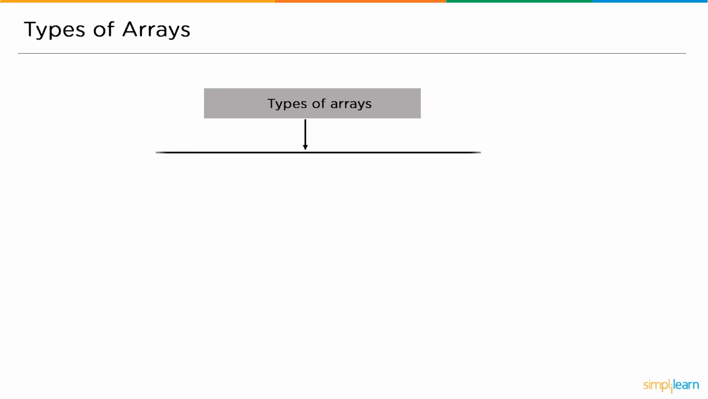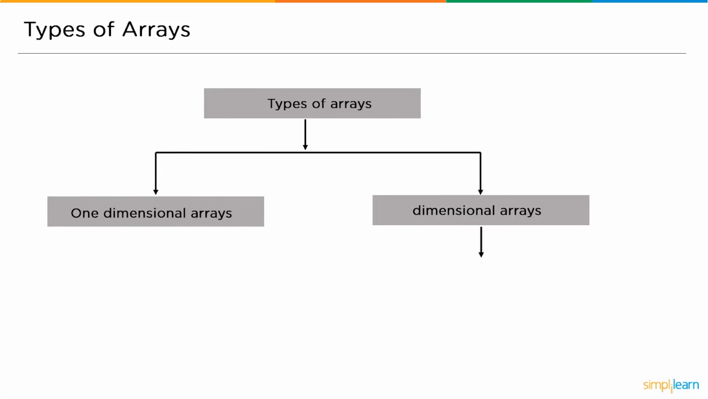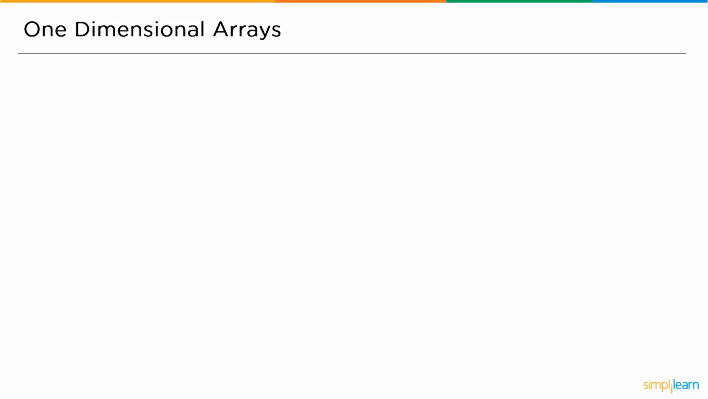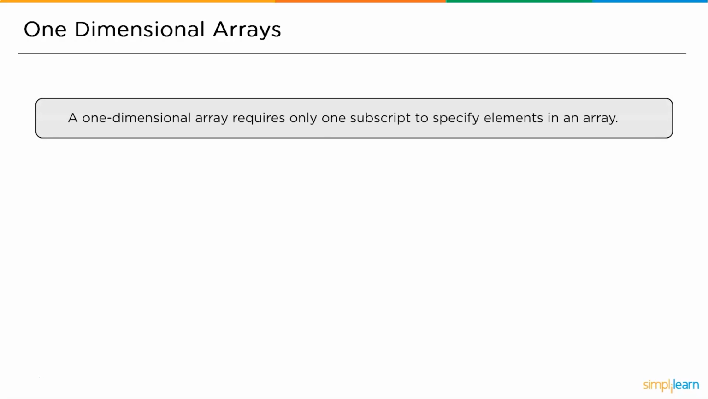So these are the different types of arrays: one-dimensional arrays and multi-dimensional arrays. In multi-dimensional arrays, we have two more types, that is two-dimensional arrays and three-dimensional arrays. So how are arrays different from each other? We'll deal with the first one, that is the one-dimensional array.